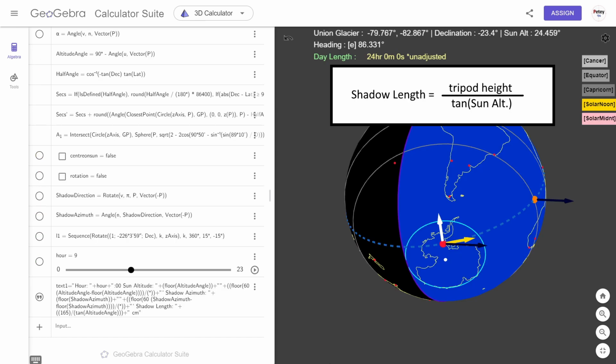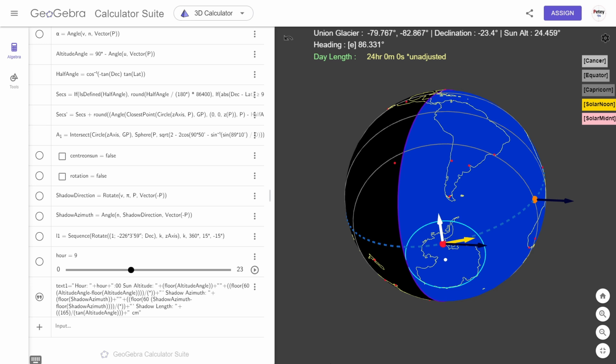Now, as we already have the sun's altitude for any time in question, we can know the length of the shadow MCToon's tripod will cast. The tripod was 165 centimeters in height, and the formula is quite straightforward. The shadow length is given by the tripod height divided by the tangent of the sun's altitude.